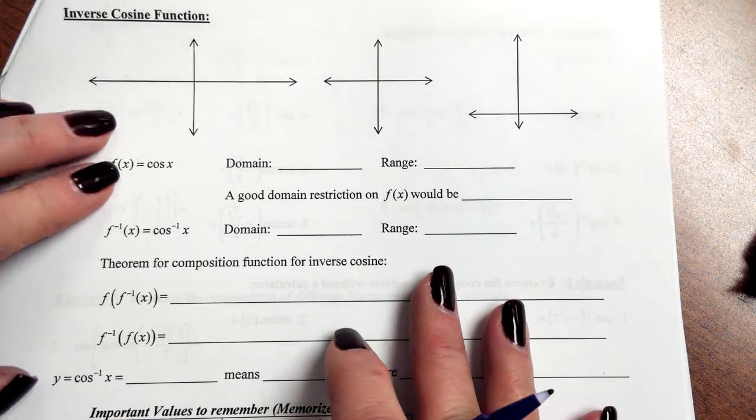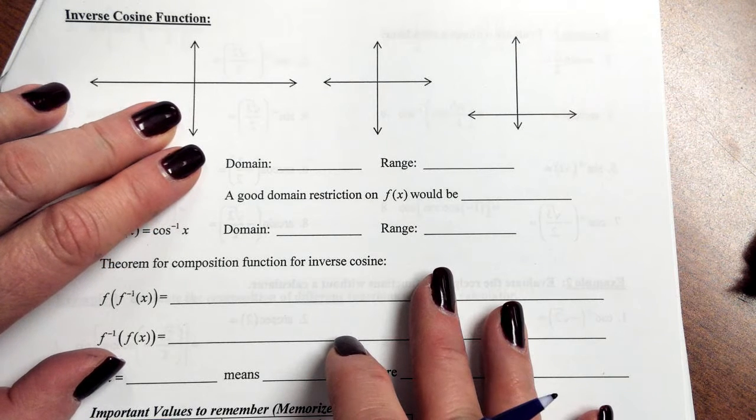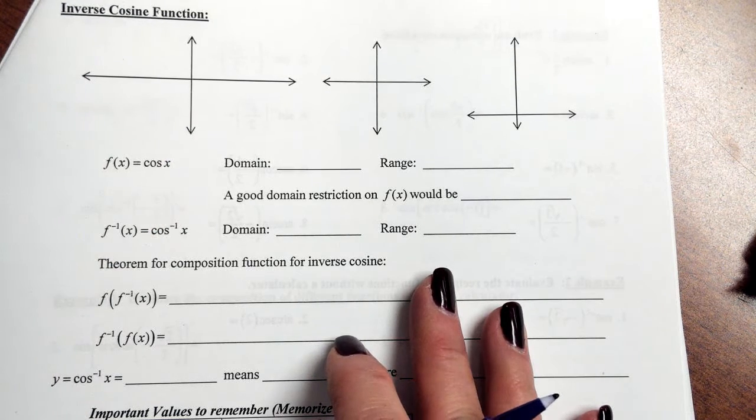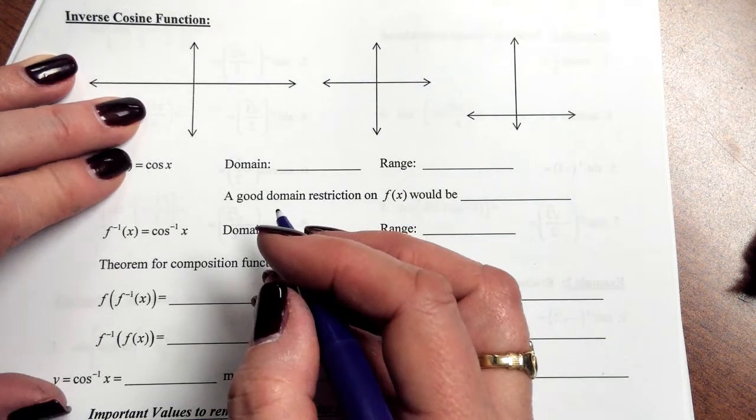So now let's talk about inverse cosine. Again, I wish I could say that you have the same locations where inverse sine and inverse cosine are going to exist, but they're not. And the reason why is I'm going to look at the graph to explain why.